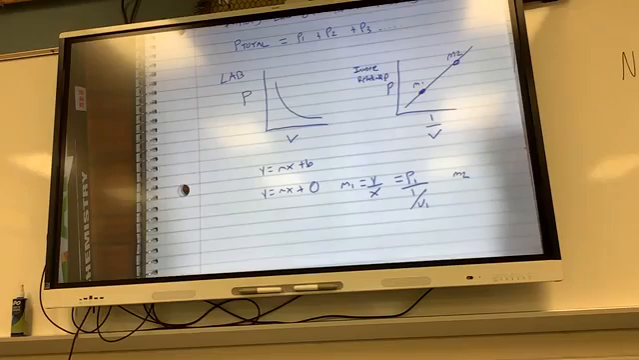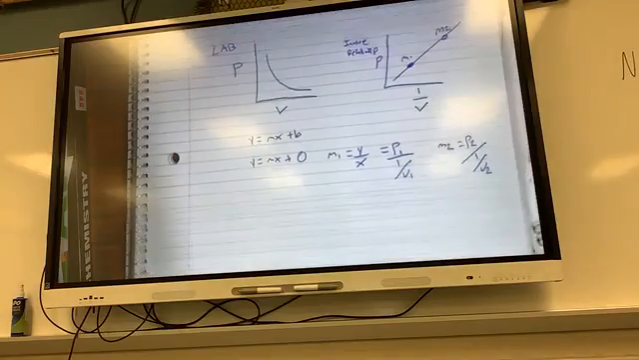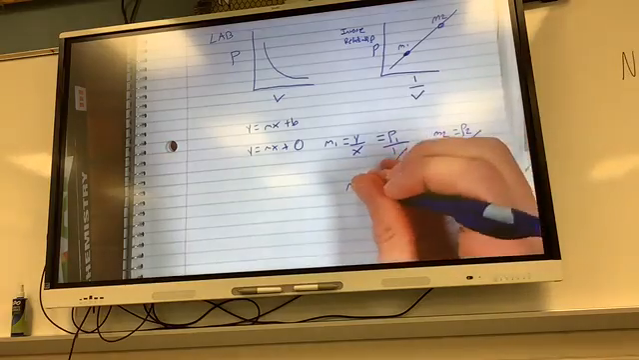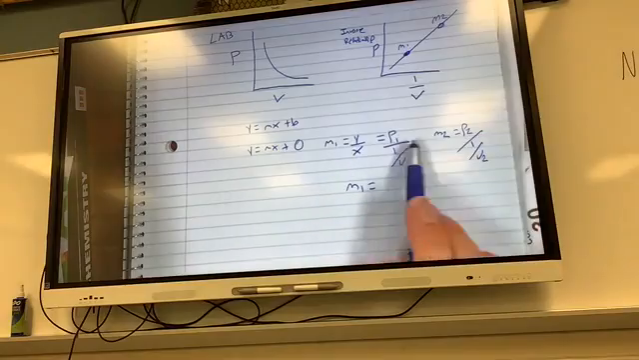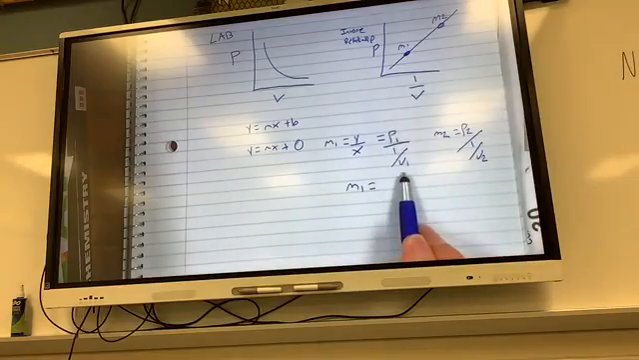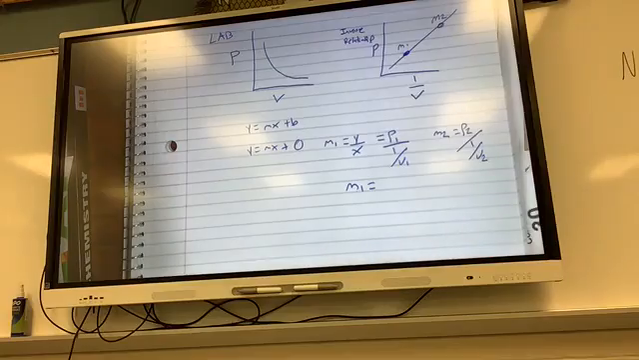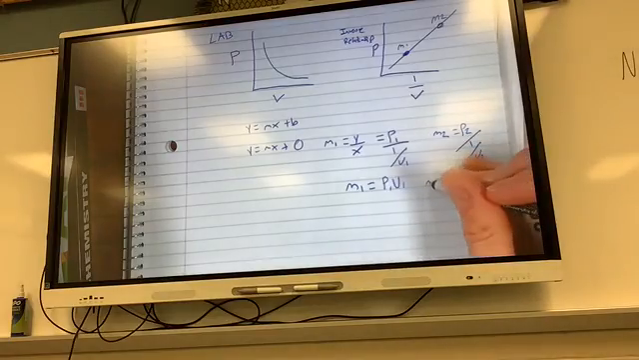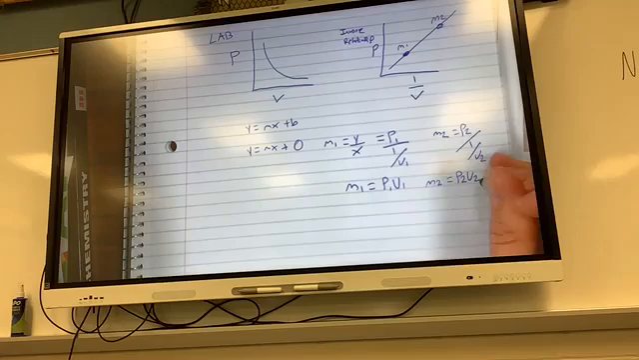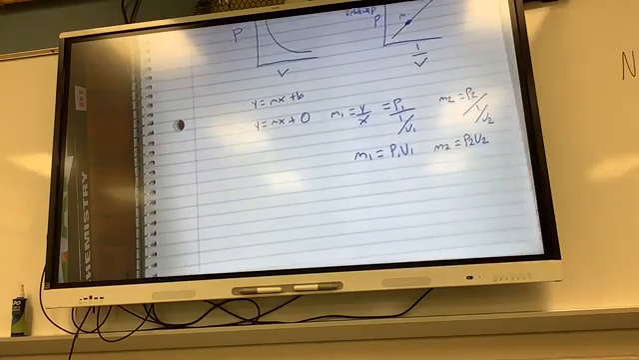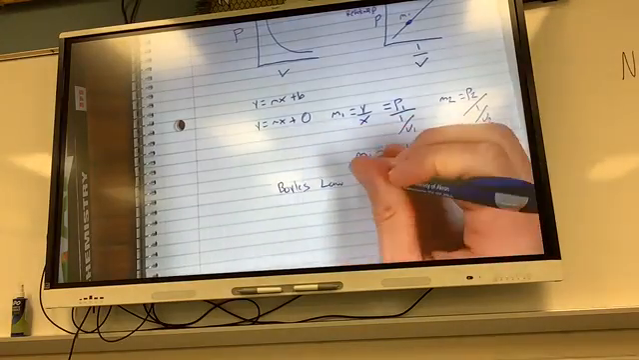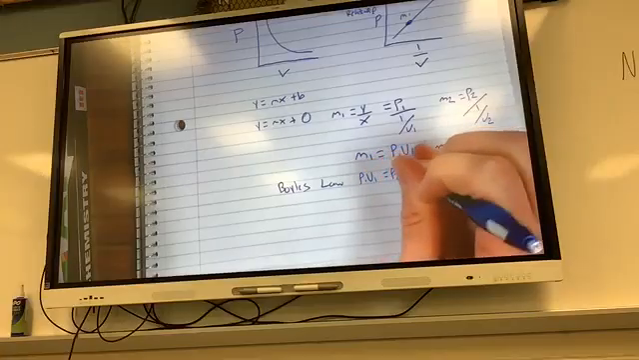M2 would be the same. This would equal P2 over 1 over V2. Everybody with me? If I solve for M1 then, if I divide by a fraction, I multiply by the reciprocal. So M1 actually equals P1 V1, right? And M2 equals P2 V2. Does that look familiar? Whose law is that? Boyle's law. So Boyle's law is P1 V1 equals P2 V2. Boom.